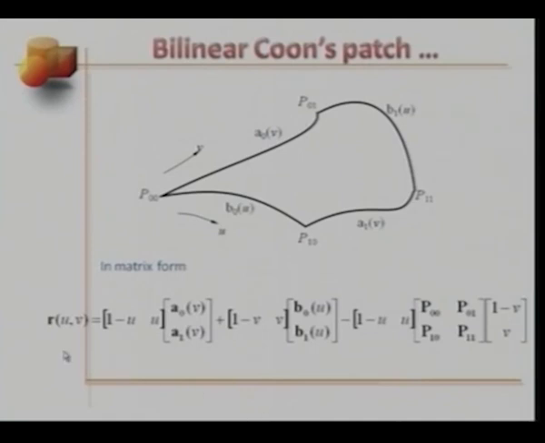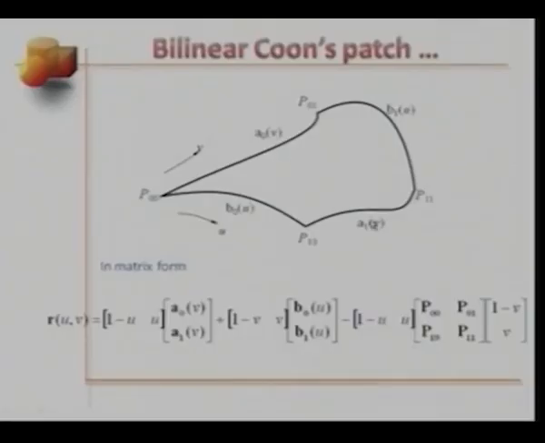So this is the mathematical expression for your bilinear Kunz patch. In a similar manner, can you think about creating a bicubic Kunz patch with these four bounding curves, and to loft these curves you would need cross boundary tangent information.